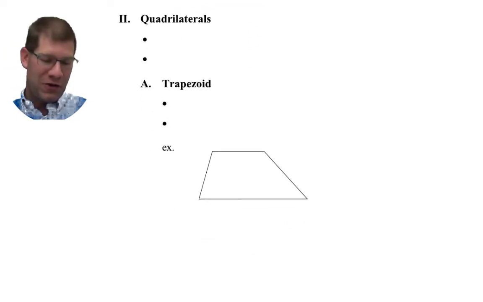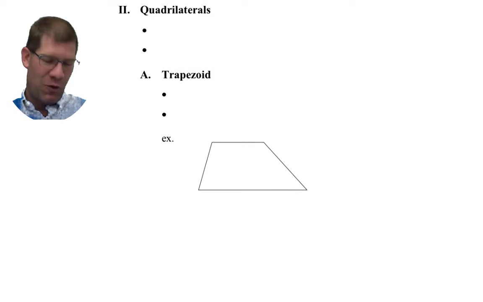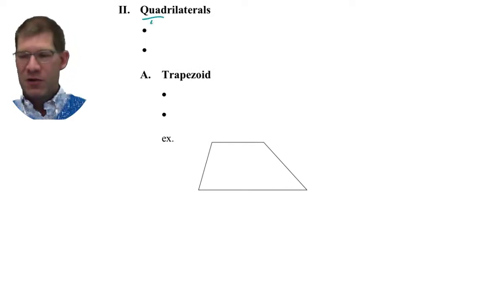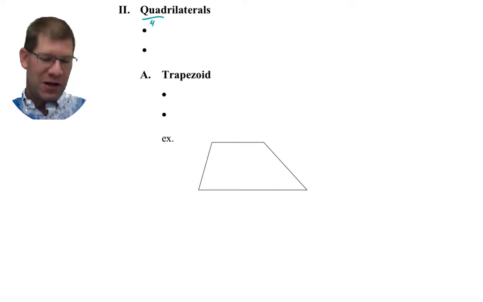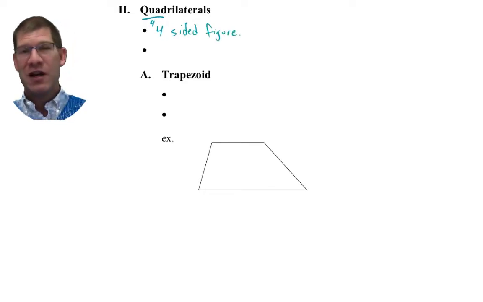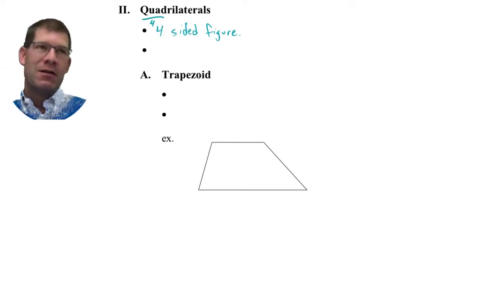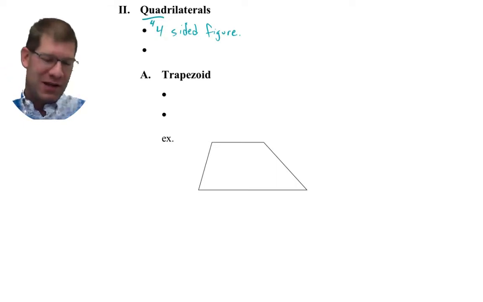So quadrilaterals, that quad tells us 4, so that means 4 sides. So our first one is going to be, first bullet point, it's a four-sided figure. You could say a four-sided polygon if you wanted to. The edges will all be straight. It'll have to be enclosed, has to have 4 sides.